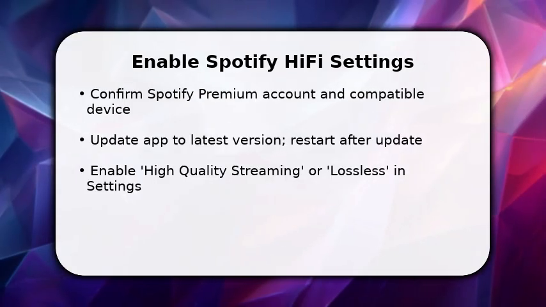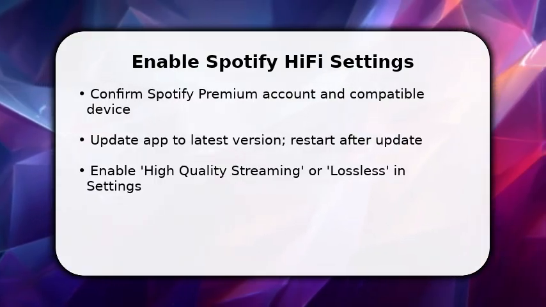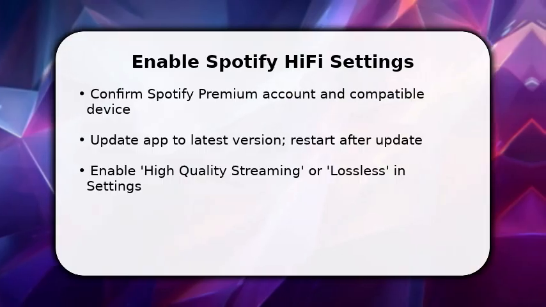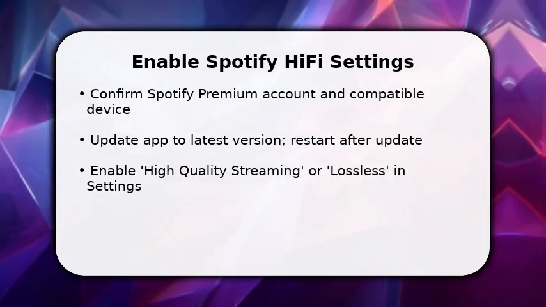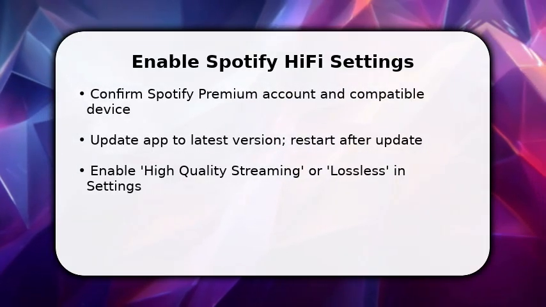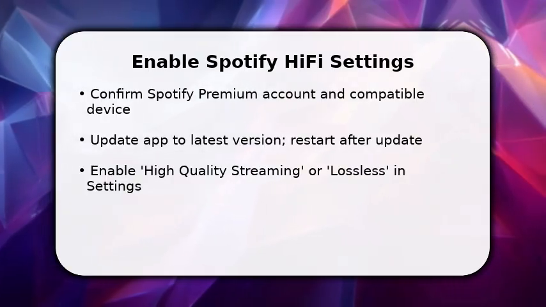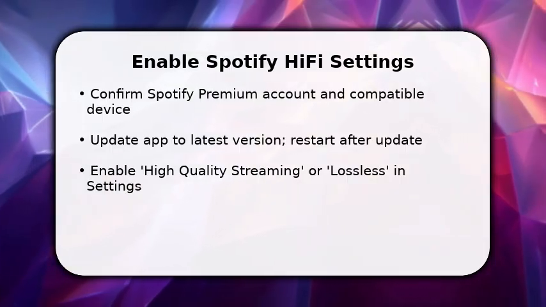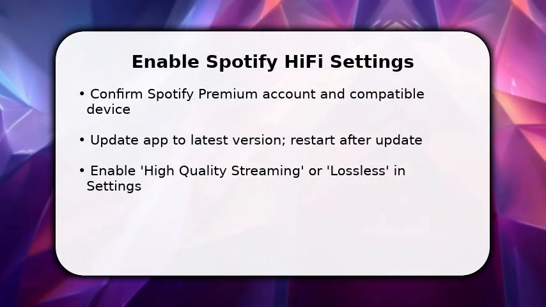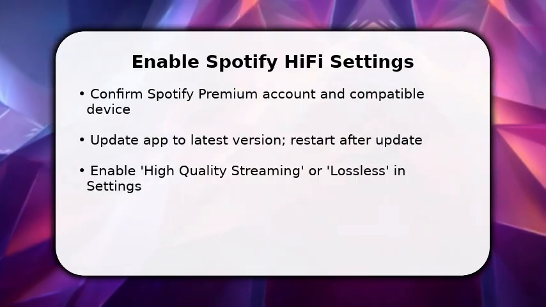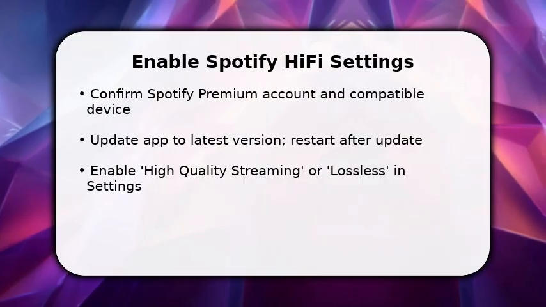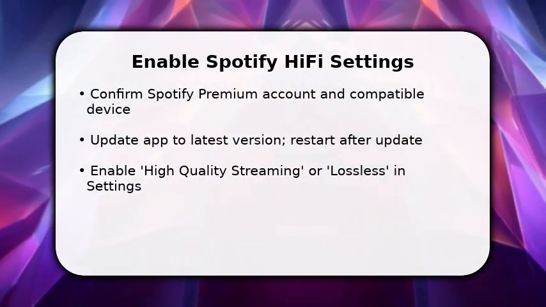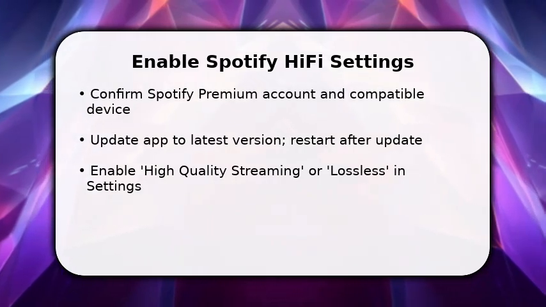You start by confirming you have a premium plan and a device that supports lossless audio. This is essential. Once done, update the Spotify app and restart it so new options appear. Open Settings, go to Playback or Audio Quality, and toggle High Quality Streaming or Lossless on. You do this now because the app exposes advanced options only after update and restart. Enabling it forces higher bitrate streams, which prepares the next steps for output routing and device pairing.